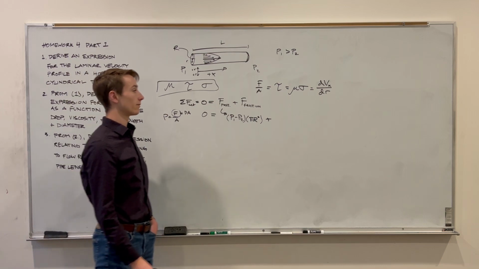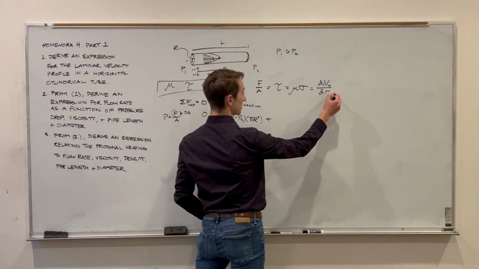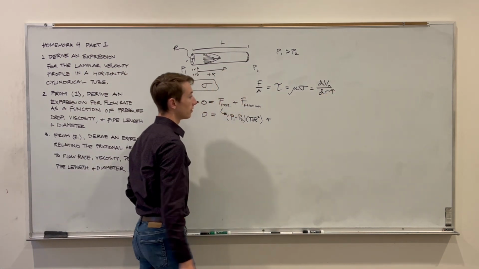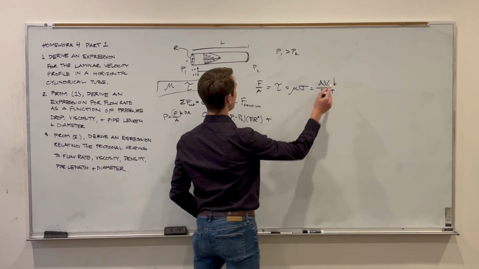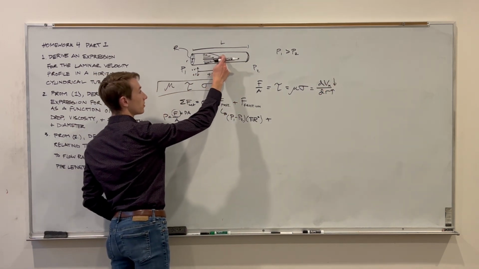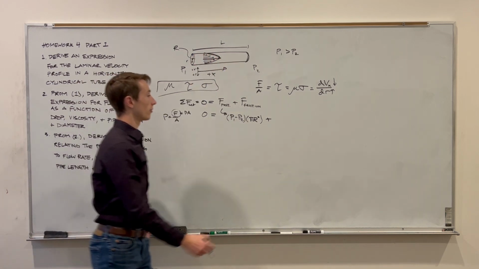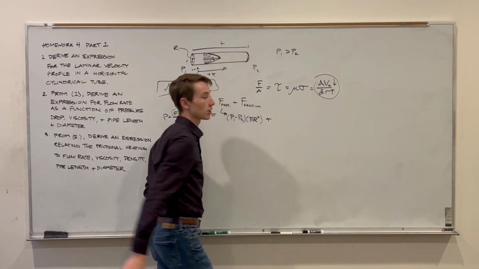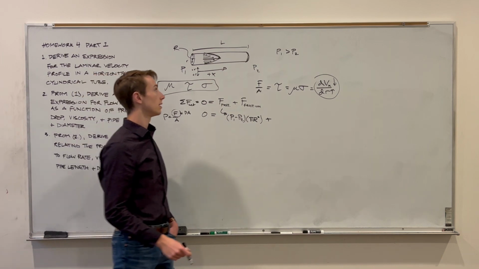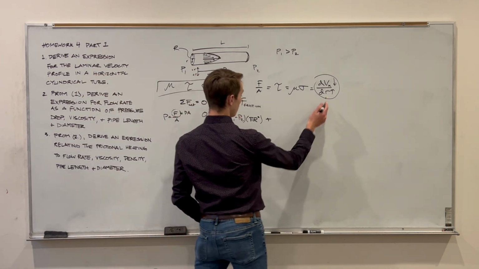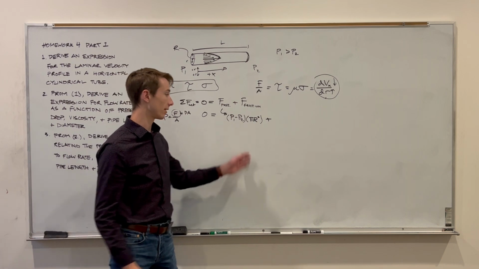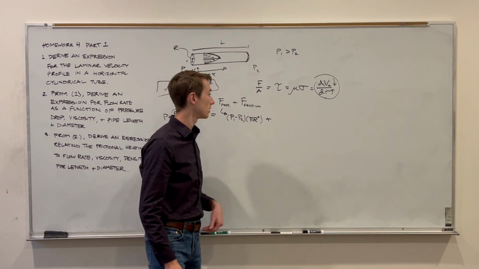Now let's think about this term for a second. As the radius increases, the velocity decreases, right? As we get farther away from the center, radius increases, the velocity decreases. So we're just going to keep this in mind, this term is a negative quantity. Right? So just keep that in mind. That's how this expression is going to equal 0, even though we're adding these two terms together.